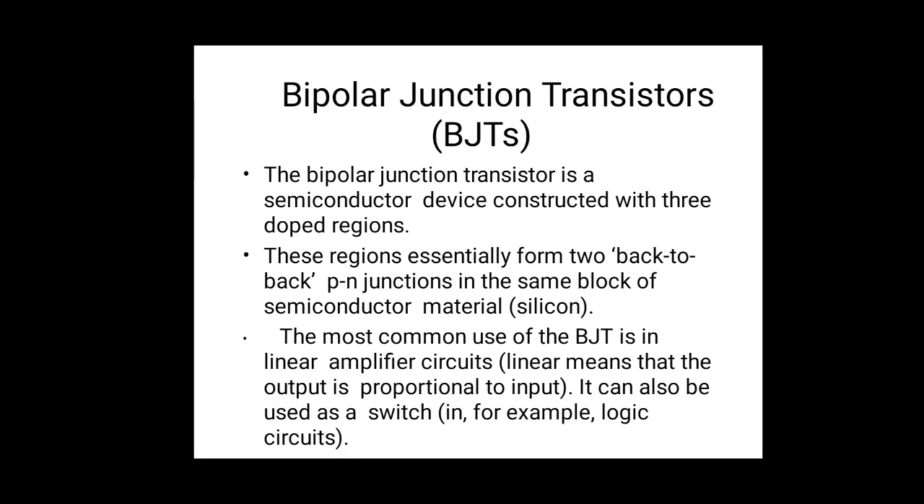So the most common use of BJT is in linear amplifier circuits. So what exactly is linear? Linear means that the output is proportional to the input. It can also be used as a switch. For example, in logic circuits we have used the transistor as a switch.